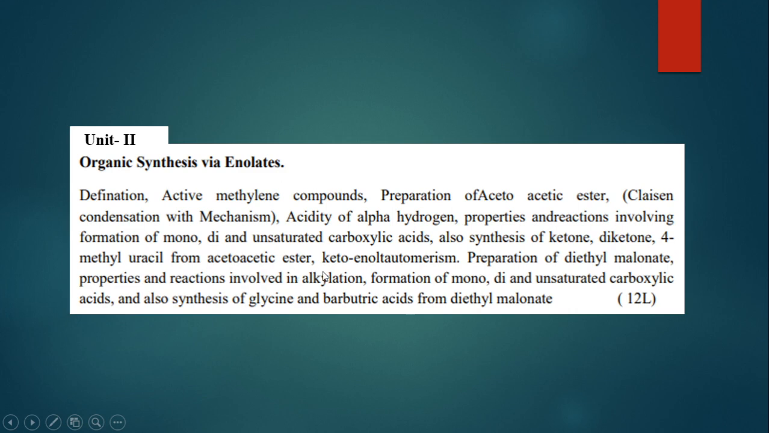And we will also learn about keto-enol tautomerism, the preparation of diethyl malonate, and its properties and reactions involving alkylation, formation of mono, di and unsaturated carboxylic acids, and also synthesize glycine and barbituric acid from diethyl malonate. This is all the topics we are going to learn in unit 2, that is organic synthesis via enolate.